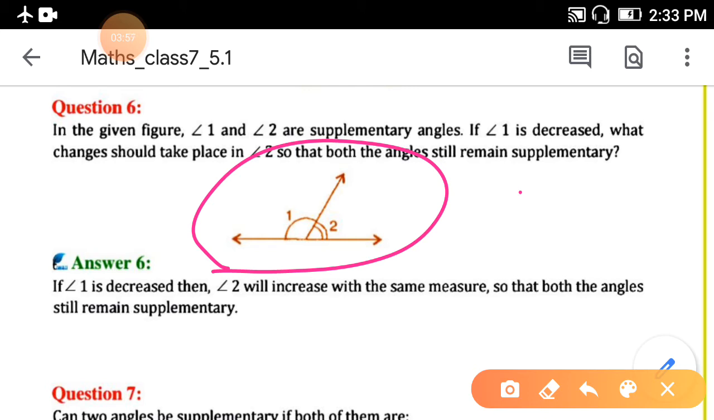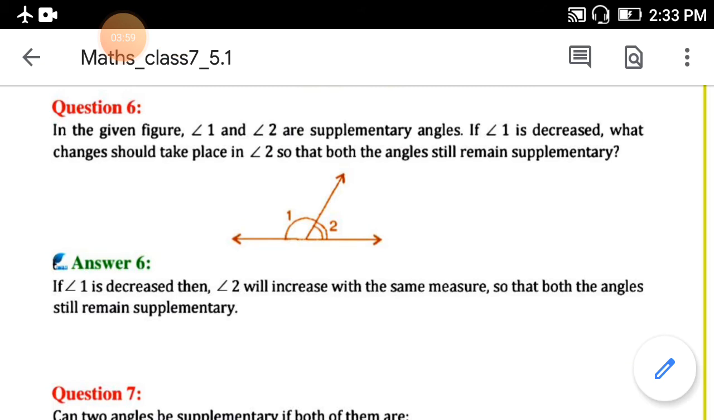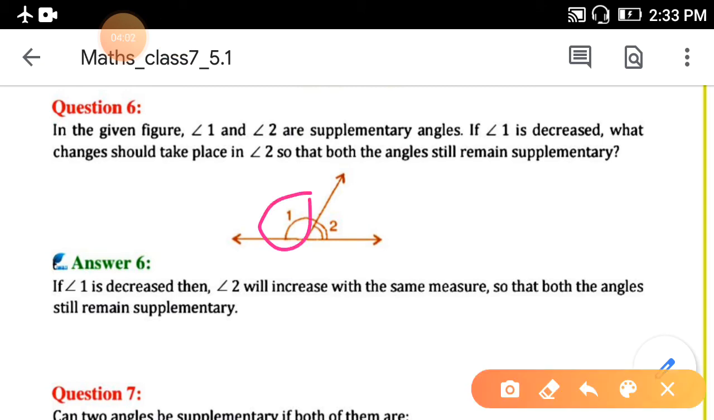If angle 1 is decreased, what changes should take place in angle 2? If angle 1 is decreased, this arm will move towards this side, so angle 2 will be increased. So if angle 1 is decreased, then angle 2 will increase by the same measurement as whatever you decrease in angle 1.